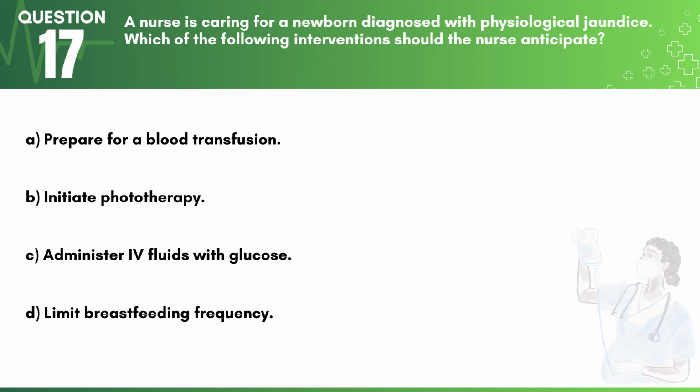Question 17. A nurse is caring for a newborn diagnosed with physiological jaundice. Which of the following interventions should the nurse anticipate? A. Prepare for a blood transfusion. B. Initiate phototherapy. C. Administer IV fluids with glucose. D. Limit breastfeeding frequency.